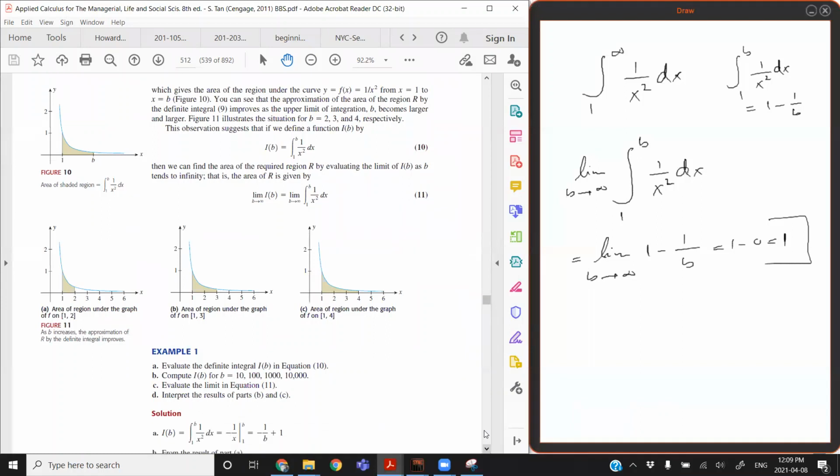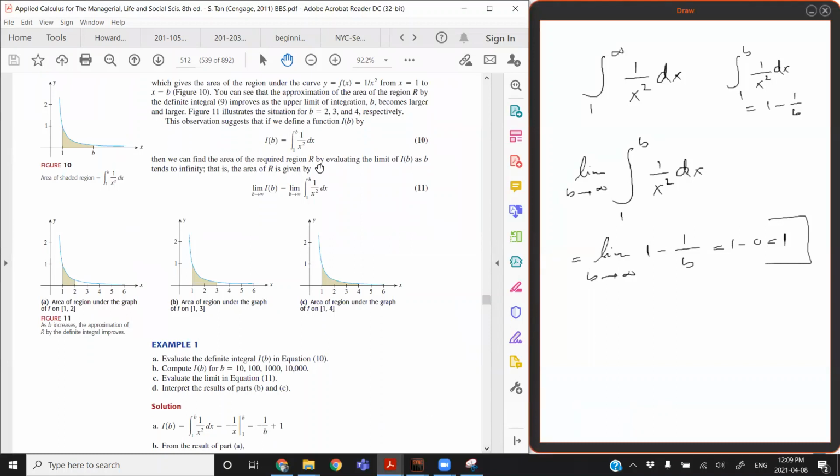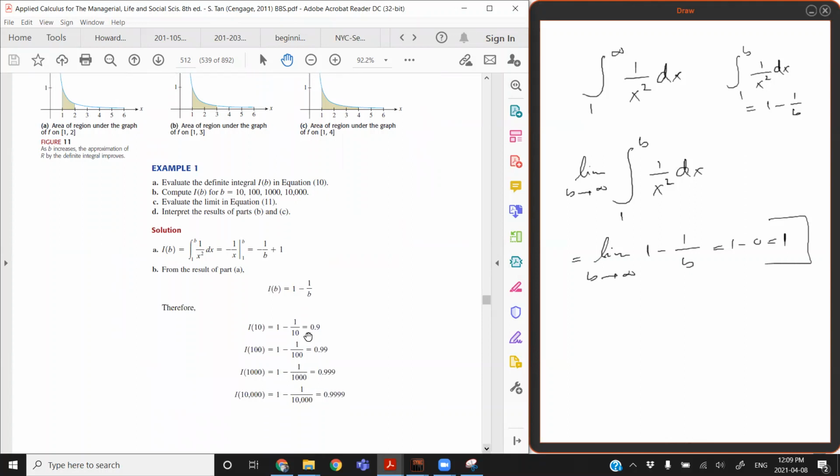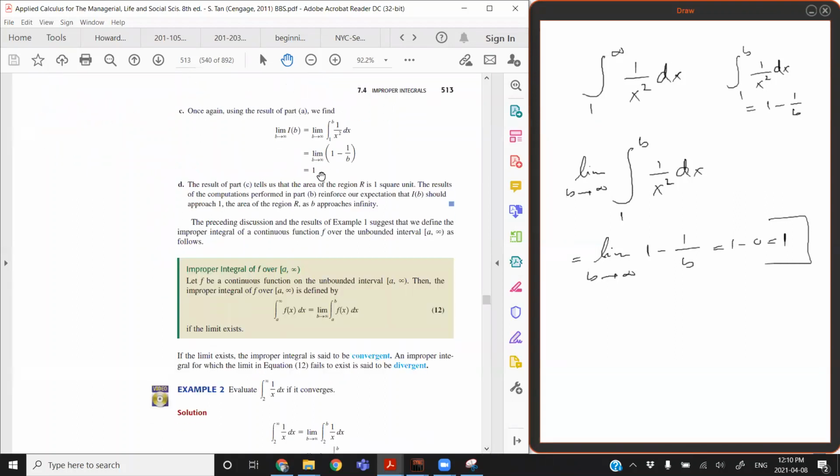this is the same example in the book. So you calculate the integral from 1 to b, and you're going to get 1 minus 1 over b, which is the same thing as what we have here, negative 1 over b plus 1. And then if you plug in, for example, 10, you're going to get 1 minus 1 over 10, 0.9; 100, 0.99; 1000, 0.999. And then it's clear that by increasing b, the whole area is going to approach 1. And of course, if you take the limit of that part as b approaches infinity, you get 1.